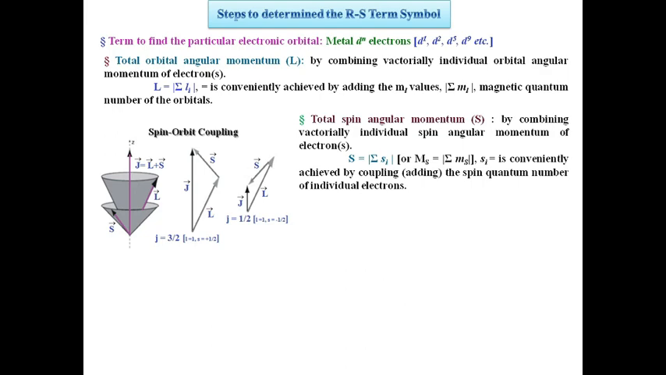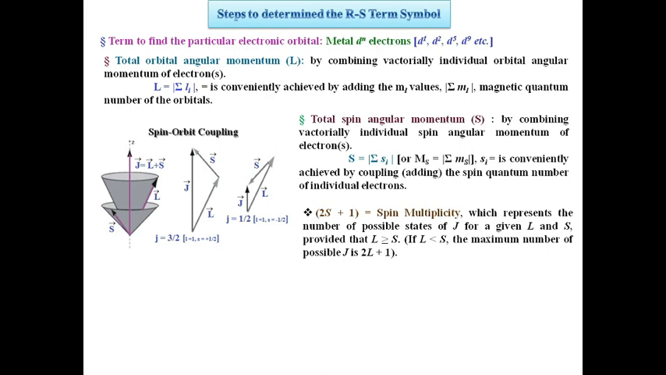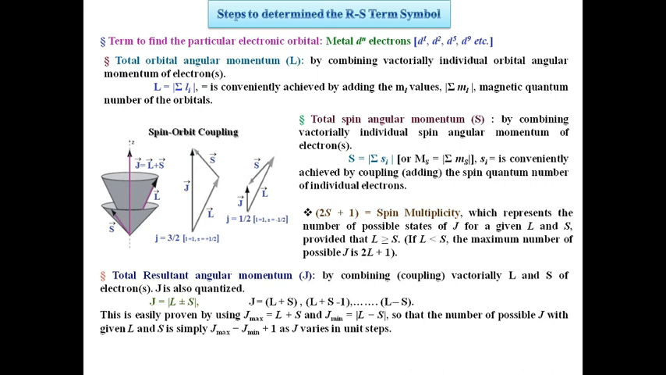From this capital S value, we can find the spin multiplicity, which is nothing but 2S plus 1, and from this spin multiplicity value as well as that L value, we can construct the term of that particular electronic configuration as 2S+1 L. Now we can find the J value, which is the total resultant angular momentum combining capital L and capital S, having the formula J equal to |L plus/minus S|. J has values from L plus S to L minus S.